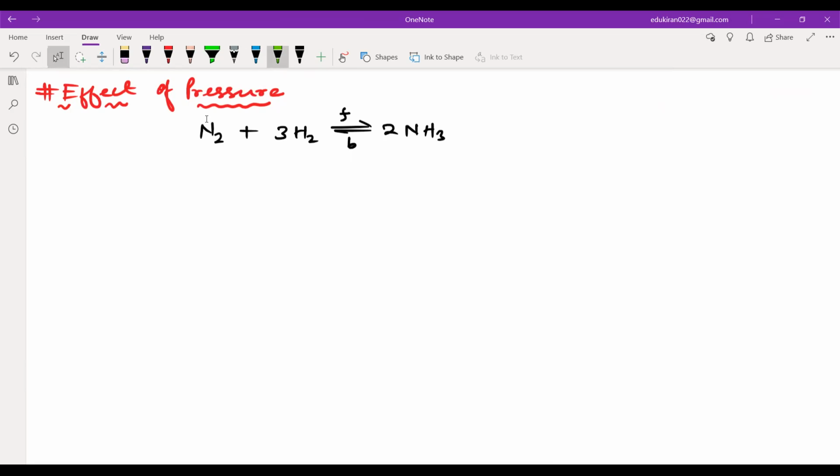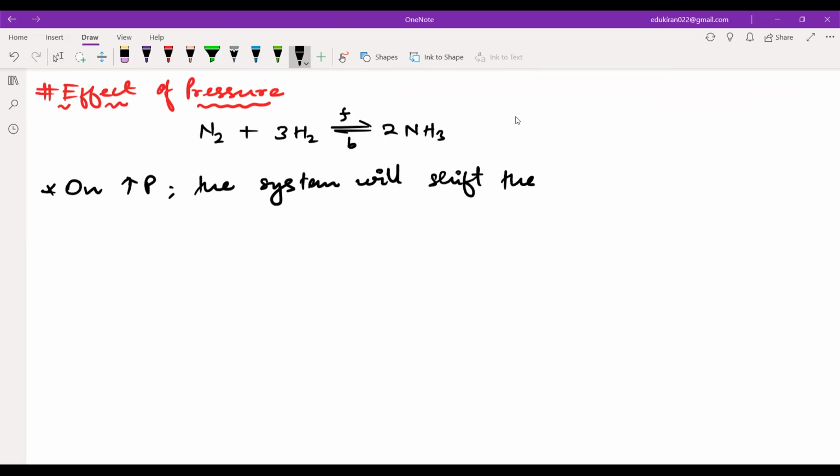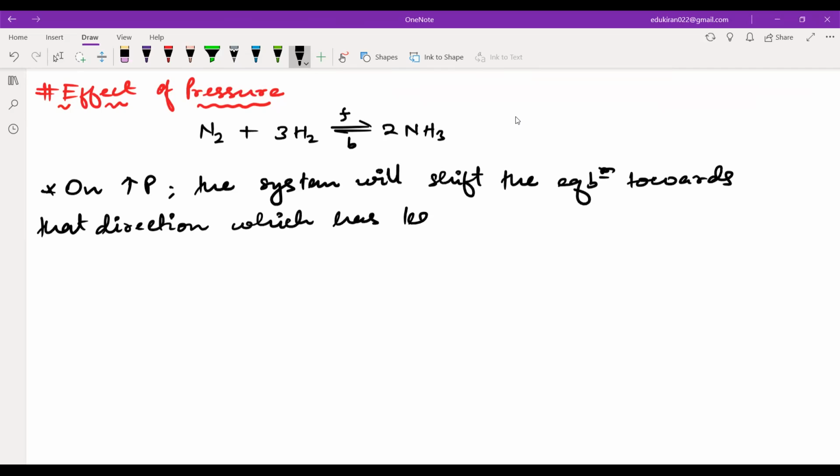Okay, so you can write, on increasing the pressure, the system will shift the equilibrium towards that direction which has less number of moles of gases.